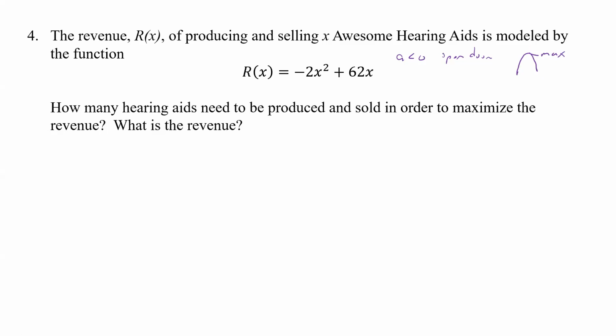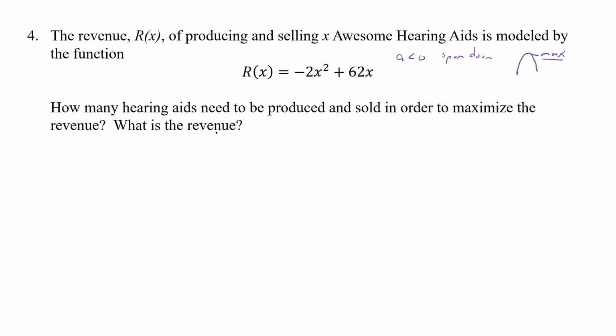So it says revenue R of X of producing and selling X awesome hearing aids is modeled by the function R of X equals negative 2X squared plus 62X. Notice there's no C, but it doesn't have to worry. We don't have to always have a C. This is just what we have on this one here. It says how many hearing aids need to be produced and sold in order to maximize, which we assumed is what we were going to look at, the revenue. And what is the revenue?